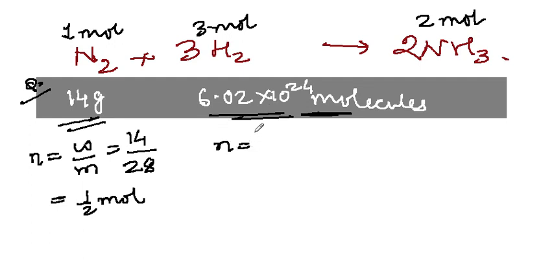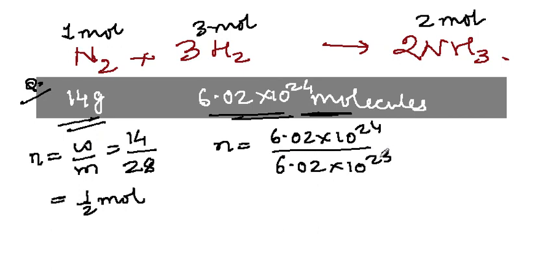on the other side, the number of moles of hydrogen can be estimated like this: 6.02 into 10 to the power of 24 over your Avogadro's number, that is 6.02 into 10 to the power of 23. So what we have is 10 mole of hydrogen that is being provided to us, and half mole of nitrogen that is provided to us.